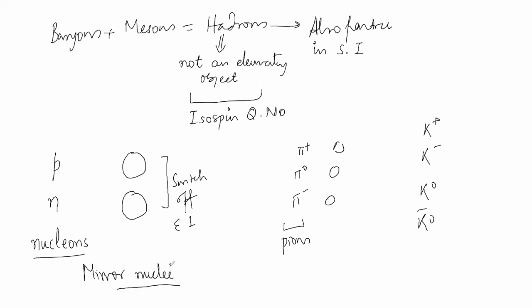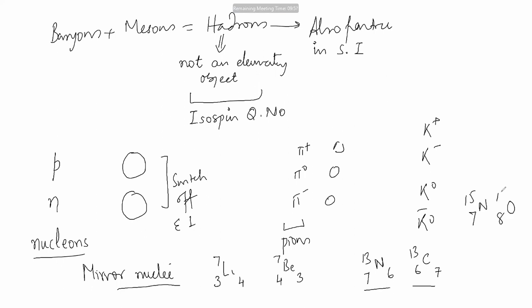Mirror nuclei. What are mirror nuclei? The proton number of one nucleus is the neutron number of another nucleus. Mass number would be the same. These are all examples of mirror nuclei, and you have scores of mirror nuclei which have been experimentally observed in nature.